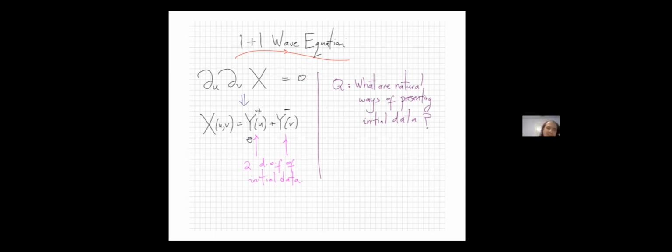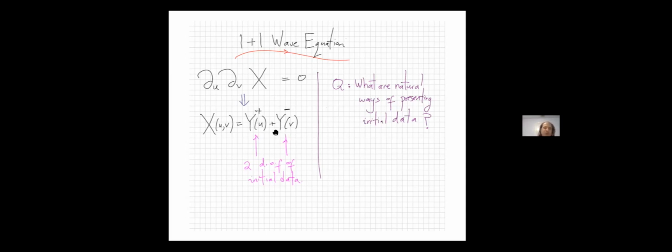I know, of course, the point is that here the solution is a left mover and a right mover, a y plus of u and a y minus of v. And these are the two functions you need to provide initial conditions to determine the solution of the wave equation. Okay, so I have to give you a y plus and a y minus function of a single variable worth of initial condition information in order to determine the solution. So a natural question is, what are nice ways of just presenting this initial data? How should I present to you this initial data of the y plus of u and the y minus of v?